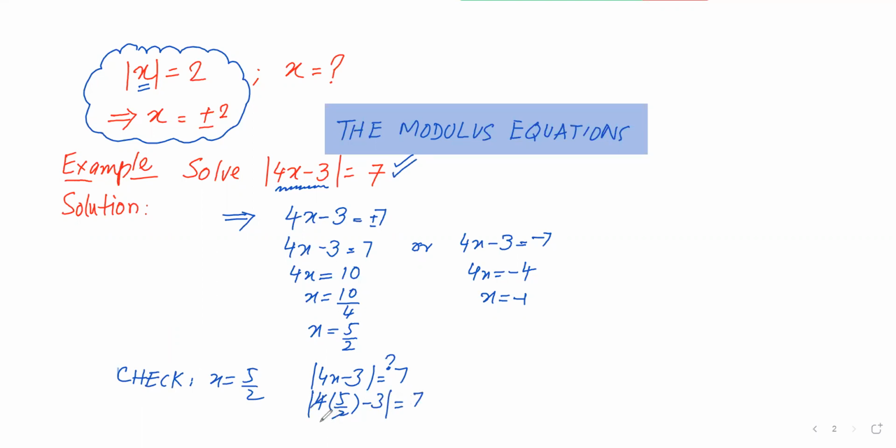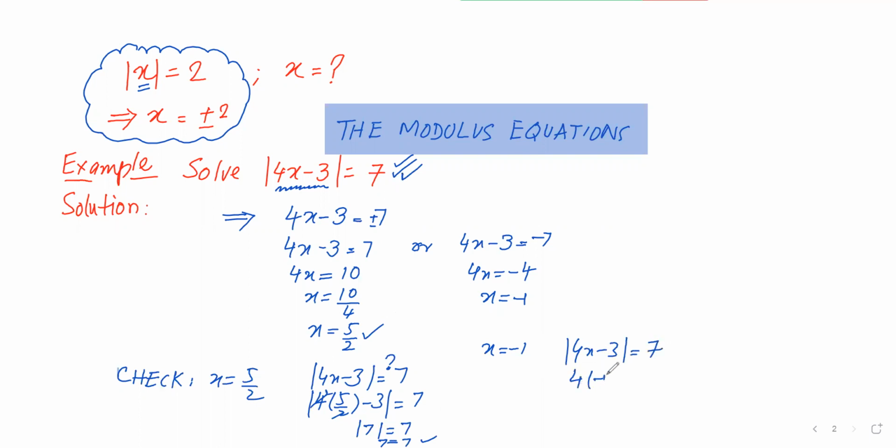And just so we have, 10 minus 7 modulus is equal to 7, means 7 is equal to 7. So this is true, so the answer is correct. The other answer was x is equal to minus 1. Let us verify in the given equation, 4x minus 3 modulus is equal to 7.